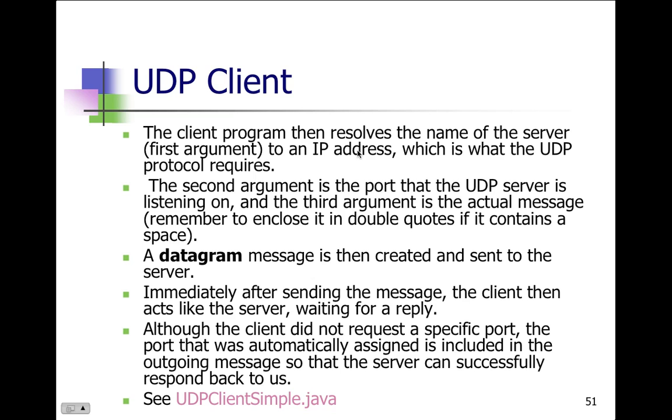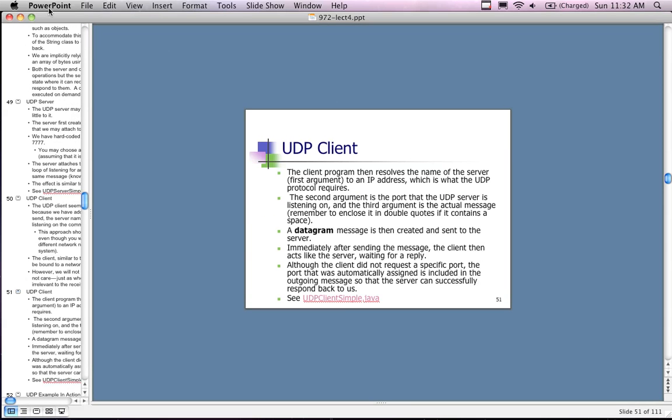It resolves the name of the server, first argument, the IP address, which is the UDP protocol that it's going to require. The second argument is going to be the ports. Let's just take a look at it. Better to just take a look at it.